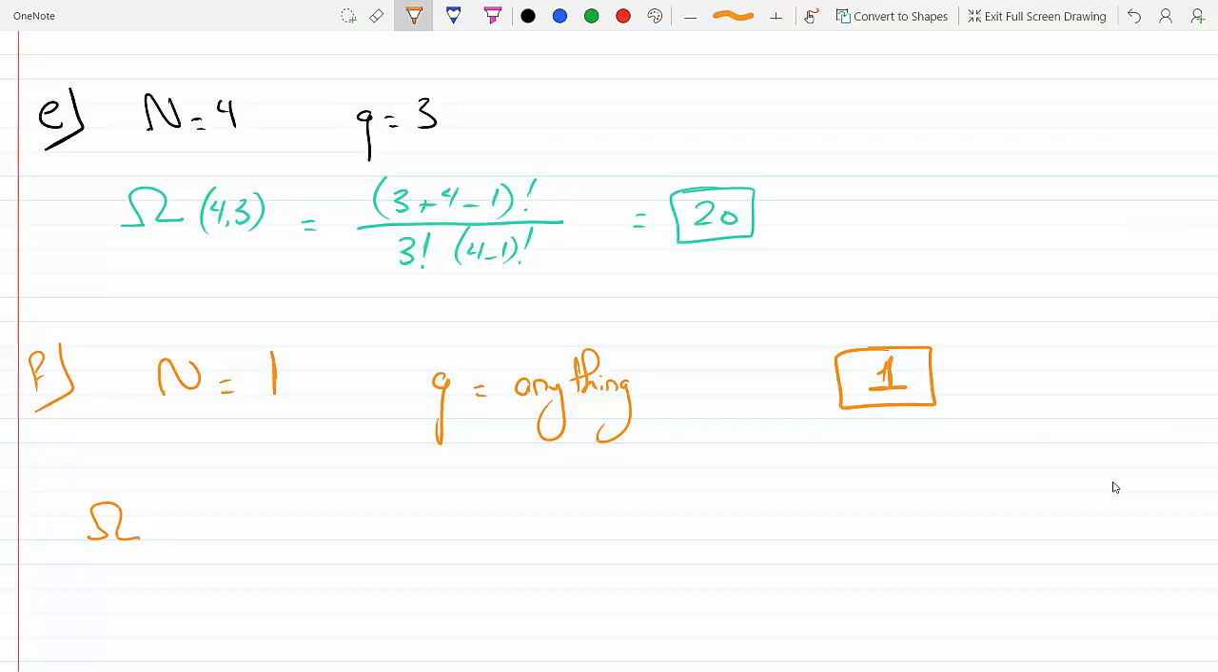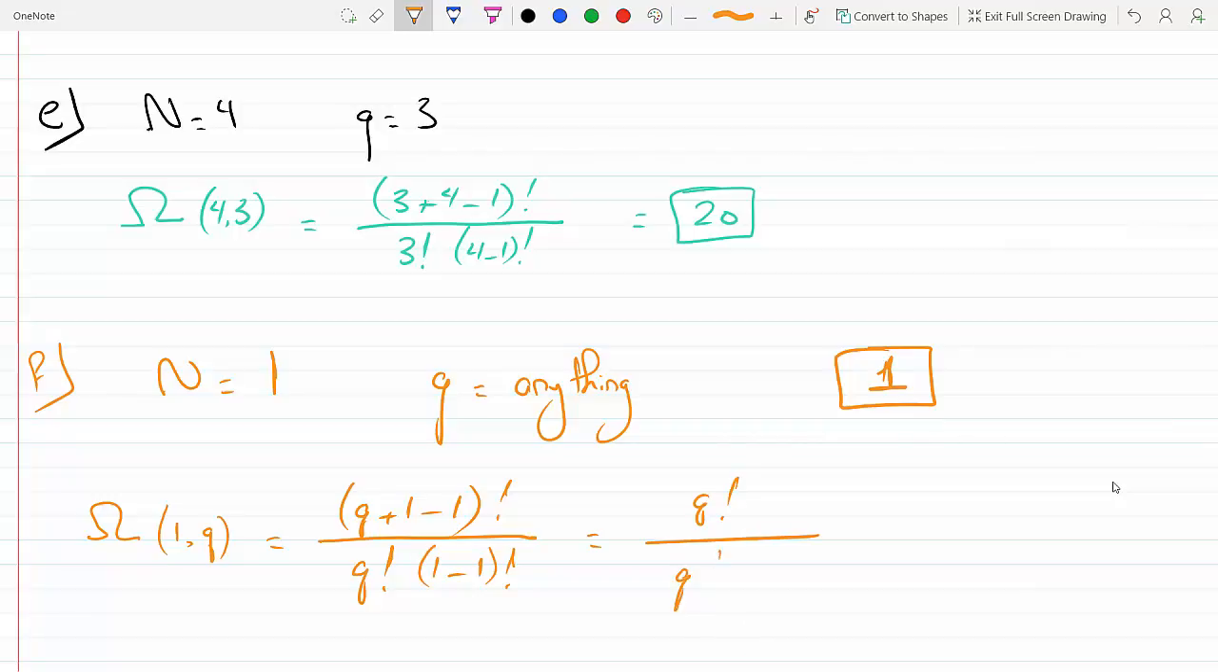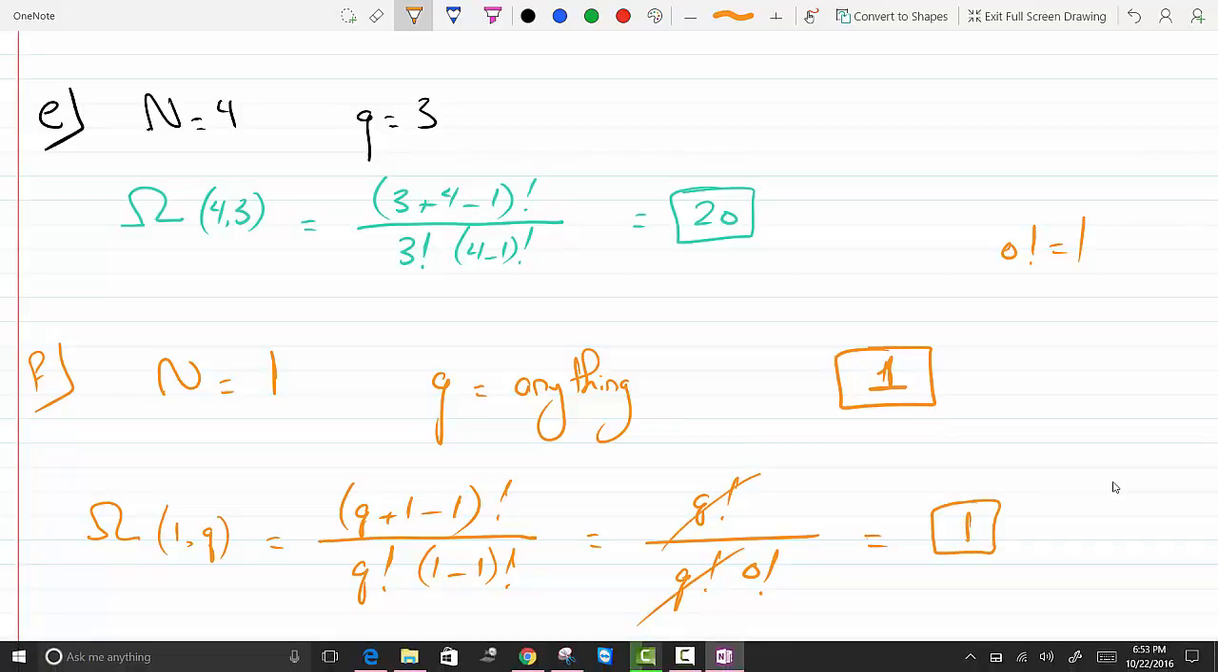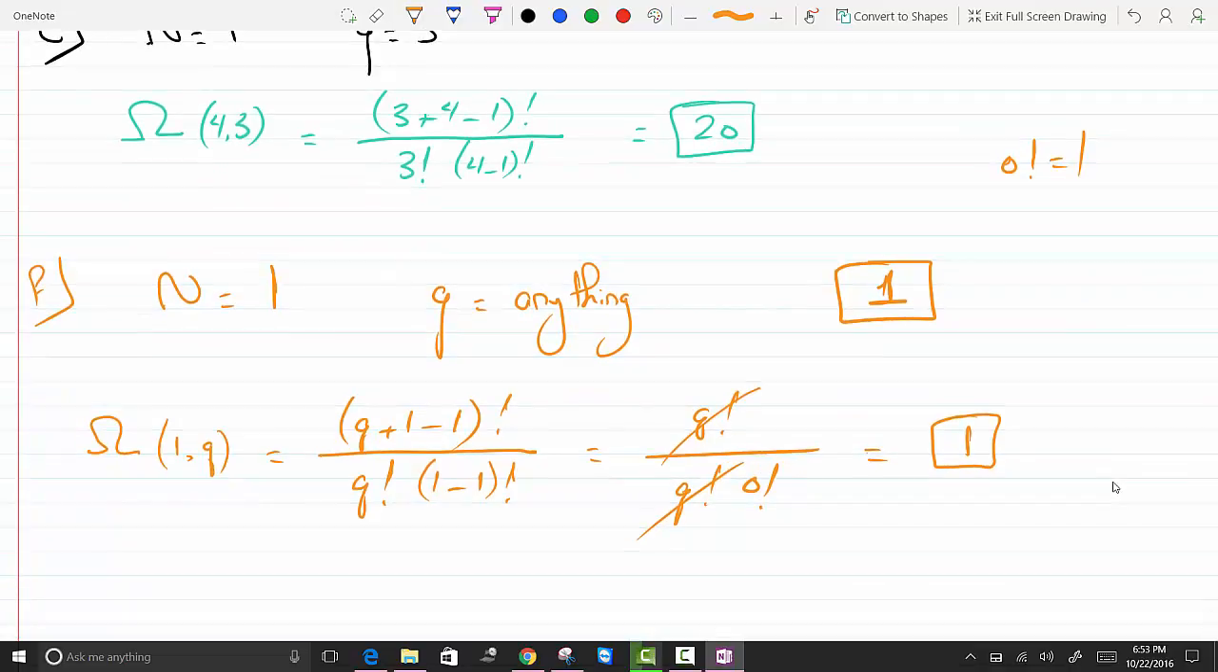So here we have n equals 1, so this should be q plus n minus 1, so q plus 1 minus 1 factorial, divided by q factorial times n minus 1 factorial, so that's 1 minus 1 factorial. So we get q factorial over q factorial times 0 factorial. Now keep in mind that 0 factorial is equal to 1, so these two are the same, so we get 1. So for a single oscillator, there's only one microstate possible.